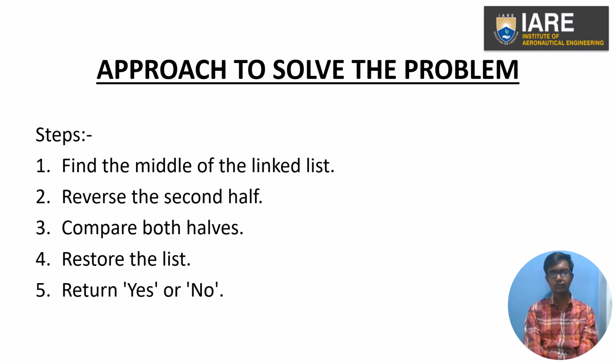Now let's go through the approach I have to solve this problem. The first step is that I'll find the middle of the linked list. In the second place, I'll reverse the second half, and in third place I'll compare both of the halves. In the fourth place, I'll restore the list, and in the final place, as discussed before, the output will be either yes or no. So this is the explanation of the approach I'll use to solve this given problem.